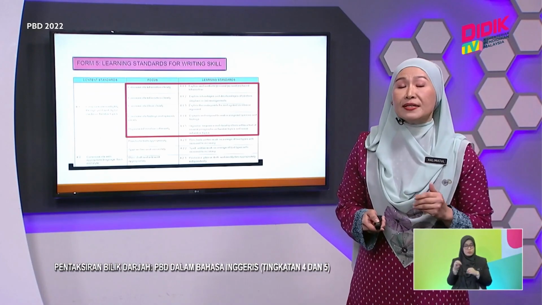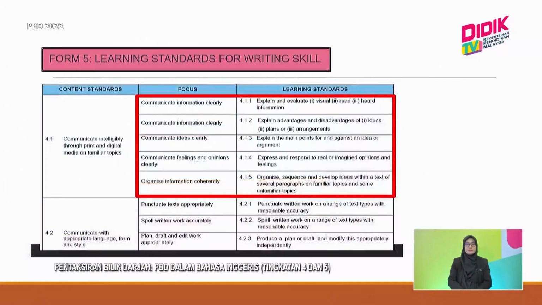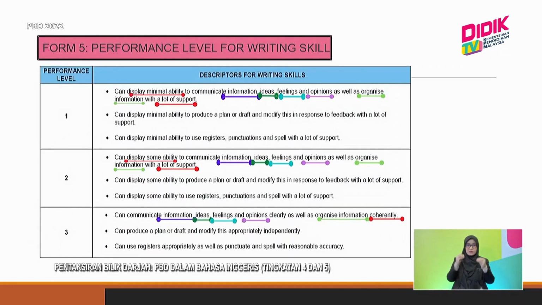Now, here is what I want to show everybody to make it really clear. These are learning standards. I'm taking a writing sample from Form 5, 4.1, and there are 5 learning standards that need to be taught throughout the year. As you can see, the learning standards are numbered, and it is clearly shown what the teachers are going to teach. However, the next slide shows the performance level for writing skill. And let me just quickly go back, all right?